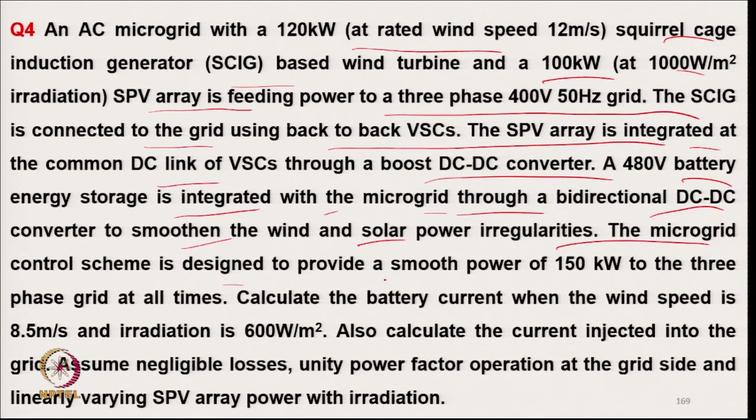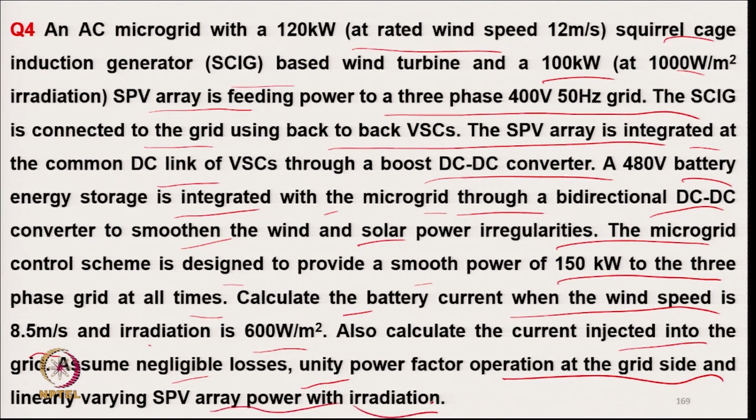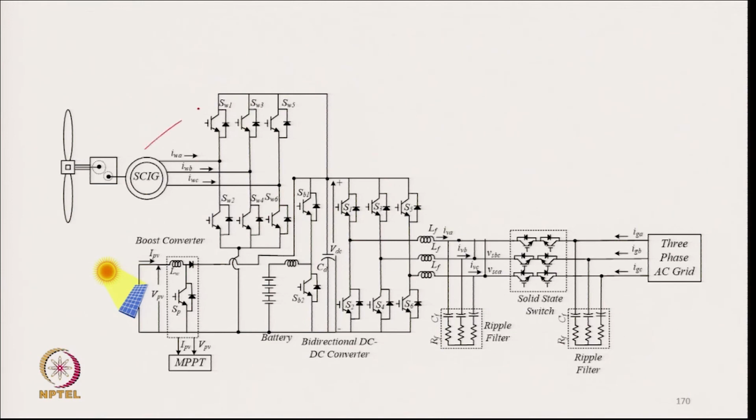The microgrid control scheme is designed to provide a smooth power of 150 kilowatt to the 3 phase grid at all times. Calculate the battery current when the wind speed is 8.5 meter per second and the solar radiation is 600 watt per meter square. Also calculate the current injected into the grid. Assume negligible losses, unity power factor, and the grid side current varying, with linear variation of solar PV power with irradiation. So, this is the system: we have wind power generation, solar generation, a battery, and grid integration.